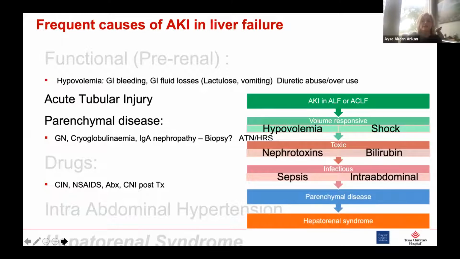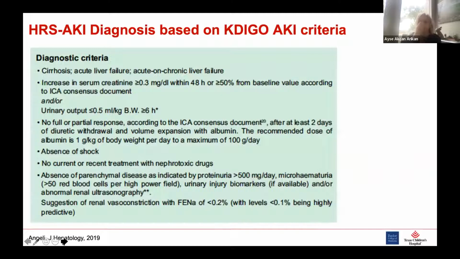Or is it parenchymal disease? And if parenchymal disease is ruled out, is it hepatorenal syndrome, which has a pretty dedicated, different approach in terms of management? So the International Club of Ascites recently came out with a consensus statement that said we do need to base the AKI diagnosis in HRS-AKI on the KDIGO criteria that are used in non-liver failure patients to define AKI.